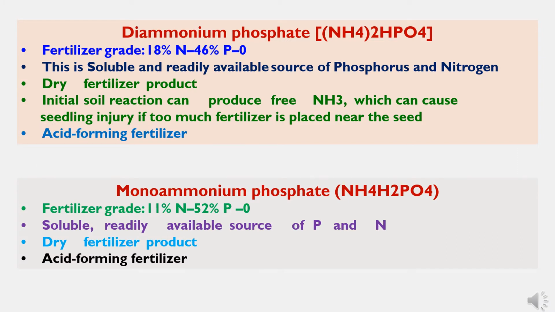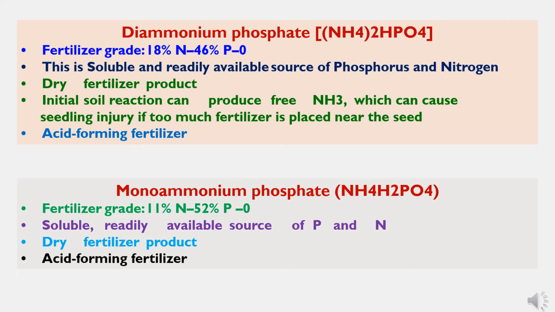First important phosphorus fertilizer is diammonium phosphate, which is also known as DAP. It contains 46% phosphorus and additionally 18% nitrogen. This is a soluble and readily available source of phosphorus and nitrogen, and this fertilizer comes under the dry fertilizer product category. Initial soil reaction can produce free ammonia, which can cause seedling injury if too much fertilizer is placed near the seed. This is an acid forming fertilizer and the most widely used phosphorus supplying fertilizer.